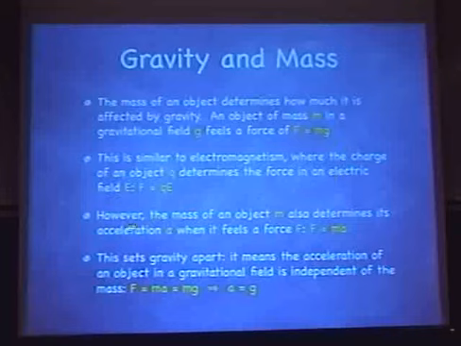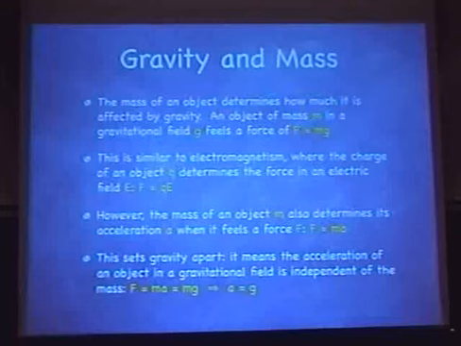Now, so far, doesn't look all that strange. It's actually quite similar to electromagnetism. In electromagnetism, the charge of an object determines how strongly it feels the force of an electromagnetic field. If the electric field is E, then the force is F equals QE. Again, more charge, more force. So far, it doesn't really seem all that different.